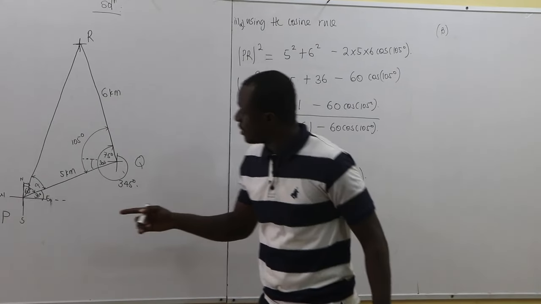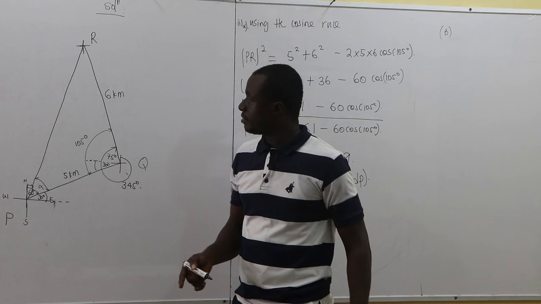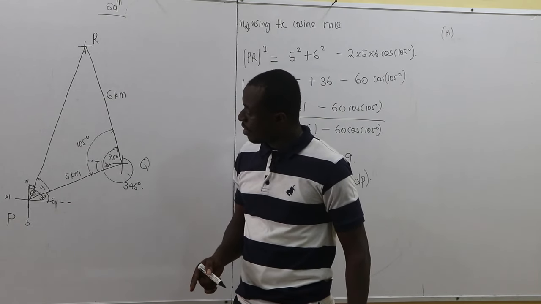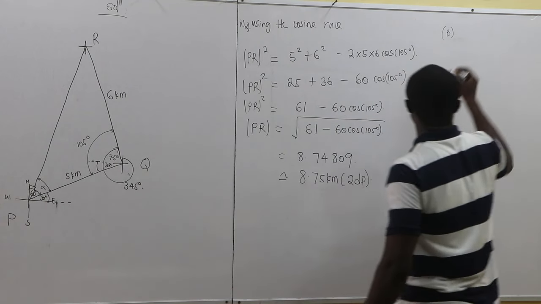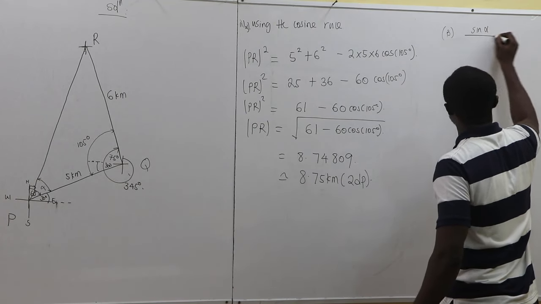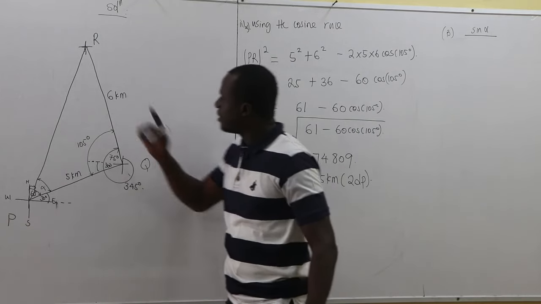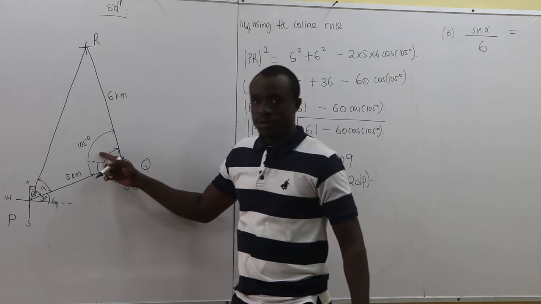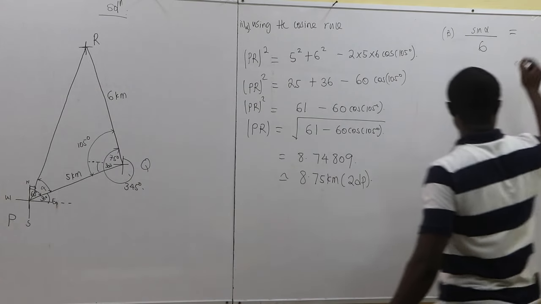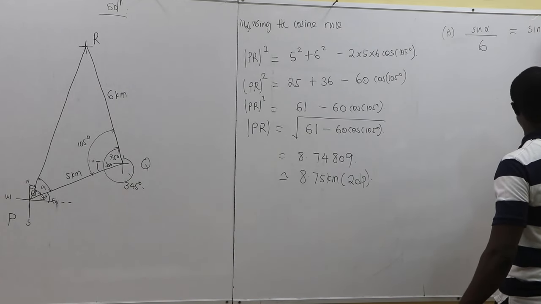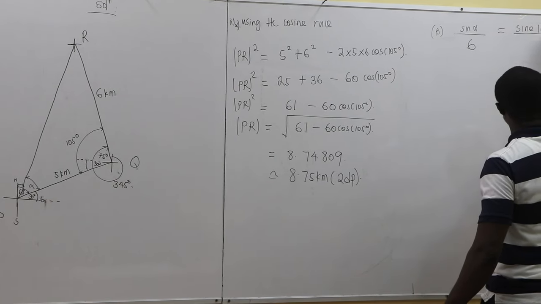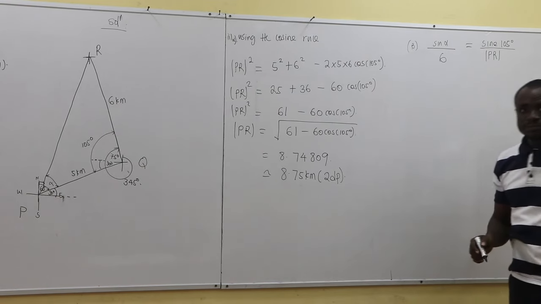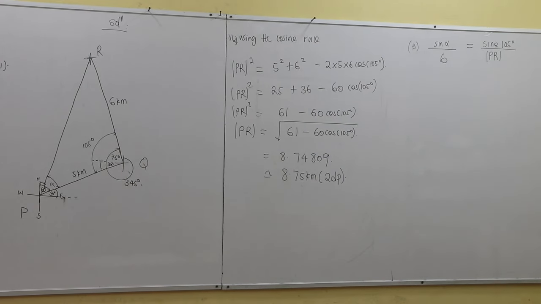Now from here, we can use the sine rule to get the angle over there. So that is sine alpha over 6 is equal to sine 105 over the length PR. And we want to find alpha.